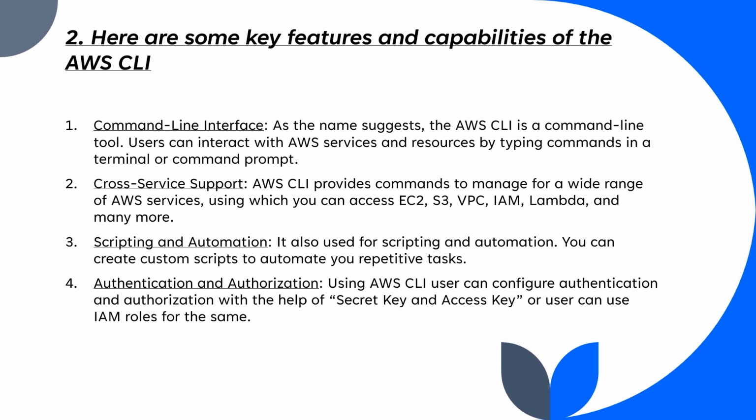The third one is really important, which is scripting and automation. You can create a custom script to automate your day-to-day tasks, or if you have any repetitive tasks, you can automate them using AWS CLI. The fourth one is authentication and authorization. Using AWS CLI, users can configure authentication and authorization with the help of secret key and access key, or users can also have an option to use IAM role for the same.